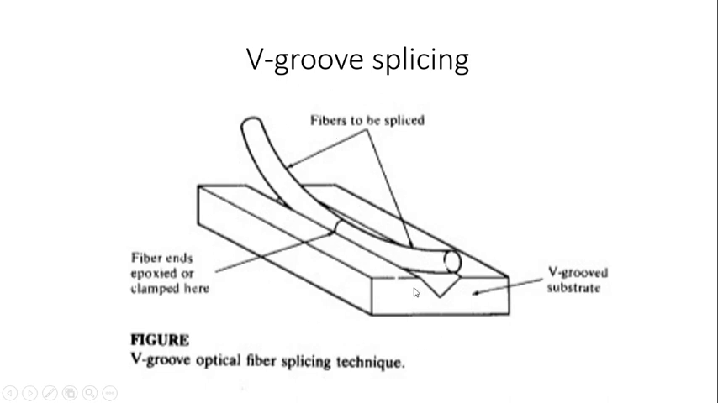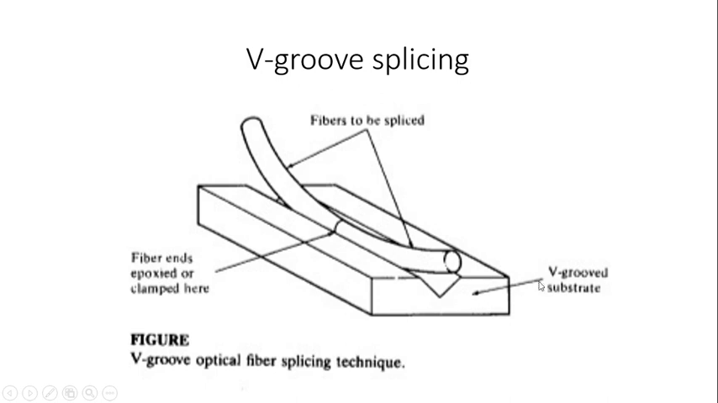In this method, the prepared fiber end faces are first butted together in a V-shaped groove as shown. Then they are bonded together with an adhesive or gel having the same refractive index, otherwise the size will vary.